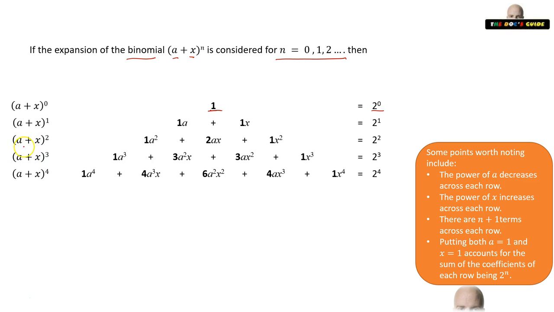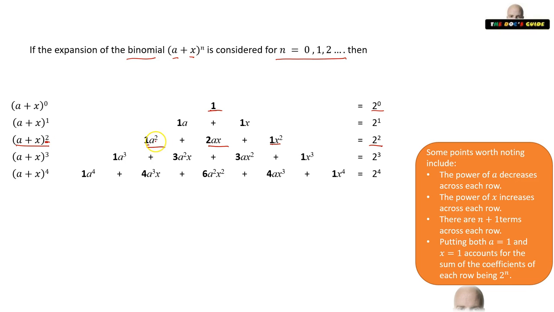Let's just jump down a couple of rows here. So in our 2nd row down, which is a plus x squared, then we've got this. So I went here because this is a pattern we're familiar with. So again, the sum of the coefficients, the 1 plus 2 plus 1, is 2 squared, because we're looking at a plus x all squared.